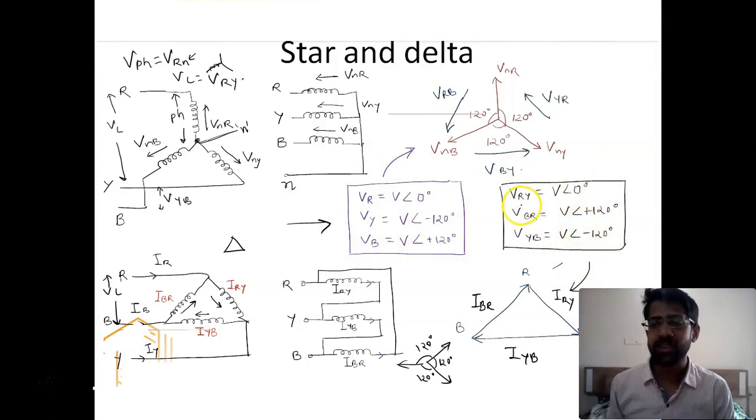In delta connection, as we saw, the voltage between the two ends of the load is nothing but a phase voltage, and this phase voltage is nothing but V in magnitude, 0 degrees phase difference with itself. Next voltage VBR will be same magnitude V and plus 120 degrees phase difference. VYB will be with minus 120 degrees of phase difference with the same magnitude. Now let us solve one problem to understand how to apply the concepts of phase and line voltages and currents.